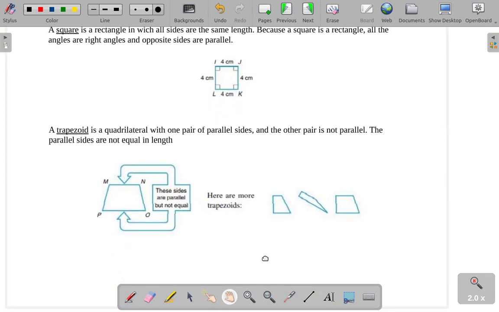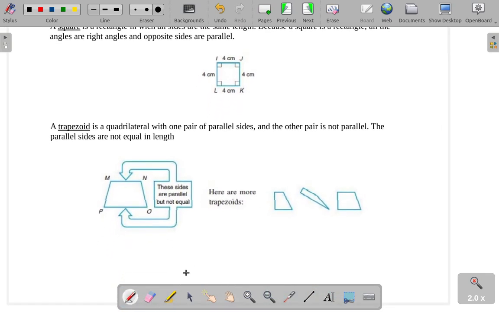A trapezoid is not continuing to get more specialized. This is looking at something else that can happen. This is what happens when we have one pair of parallel sides. So if this side and this side are parallel to each other, but this side here and this side are not parallel, then we have a trapezoid.